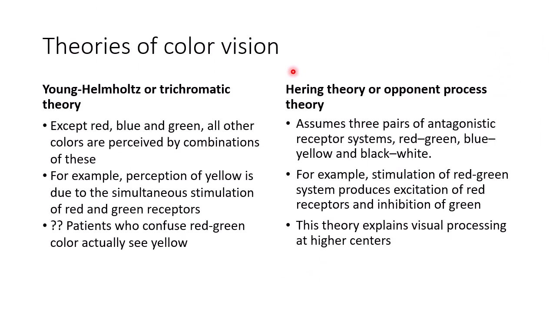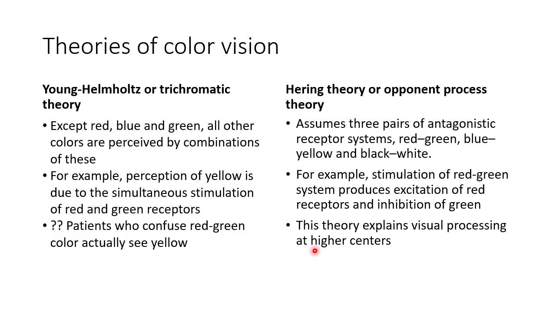There are two widely accepted theories of color vision, the Young-Helmholtz and the Hering theory. You have to know both these theories in detail. They can come separately as your short notes. So what is the trichromatic or Young's theory? It states that except red, blue, and green, all other colors are perceived by combinations of these three colors. For example, perception of yellow is because of simultaneous stimulation of red and green receptors, but it fails to explain why people with red-green color confusion actually see yellow, because yellow is supposed to be made up of red plus green. So this theory fails to explain that.